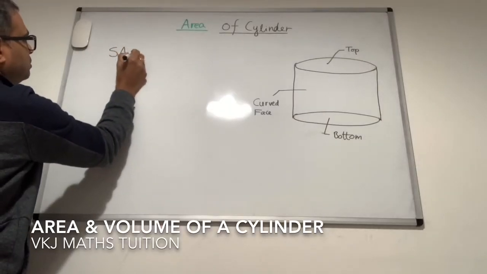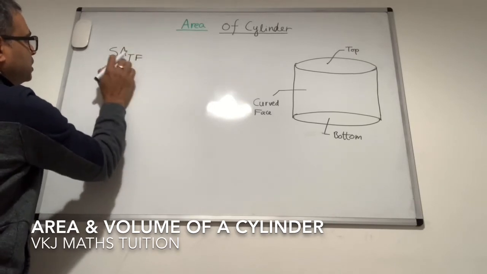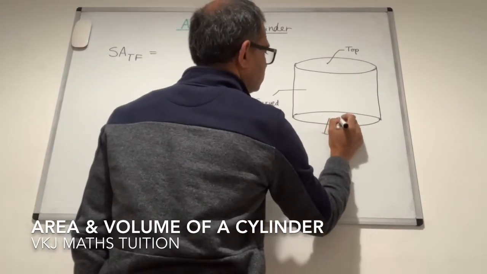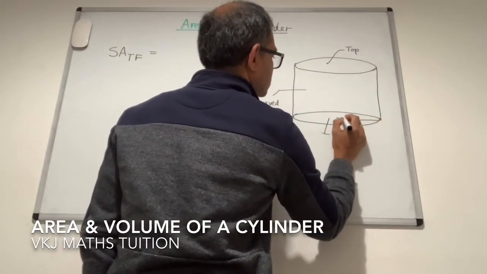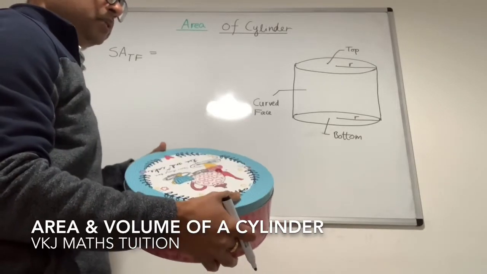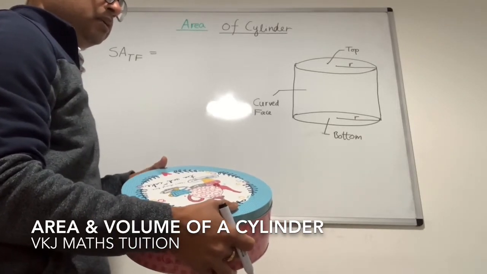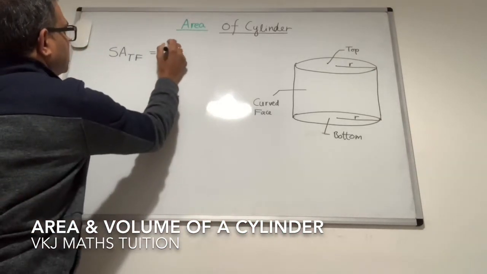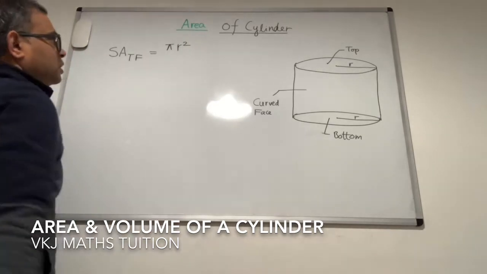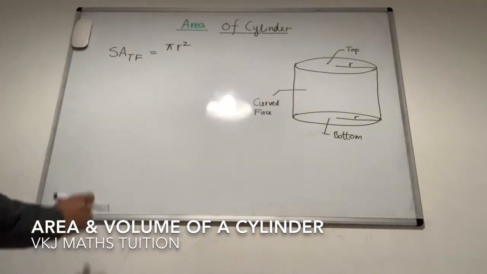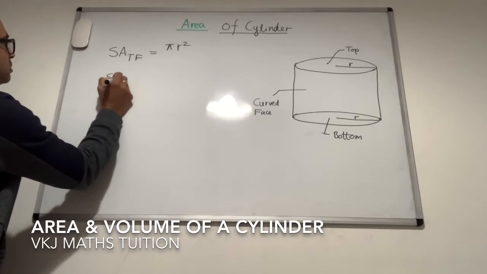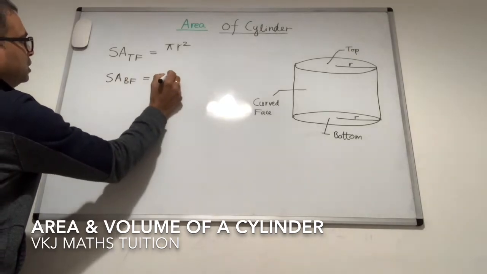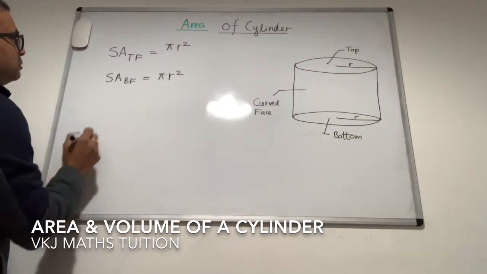Surface area of the top face: what would it be if the cylinder has radius r? If this is that radius r, what would be the surface area of the top face? Pi r square. Now the surface area of the bottom face is again pi r square.